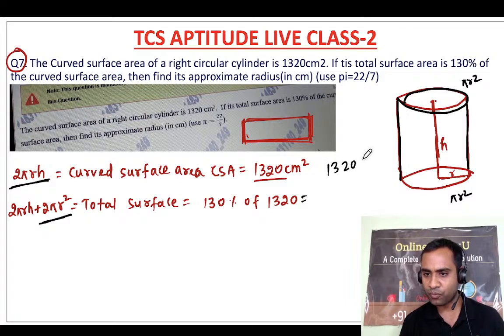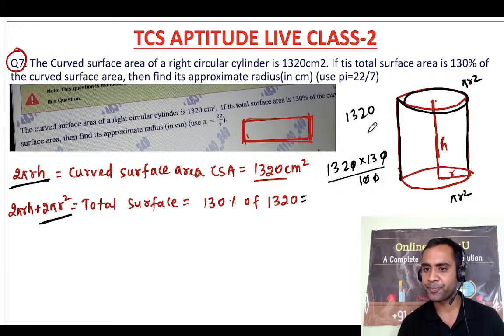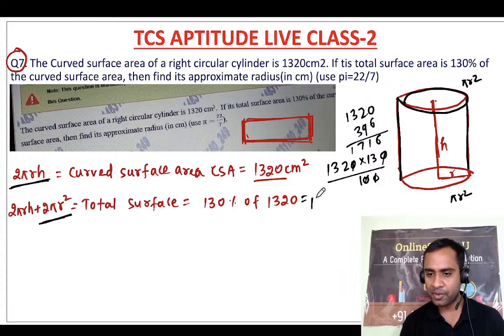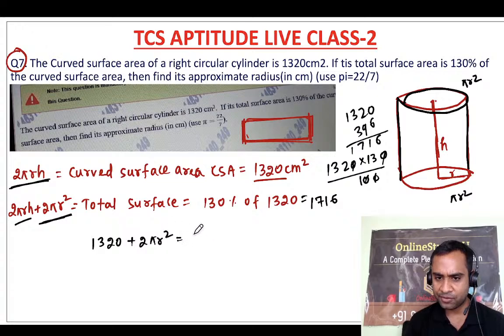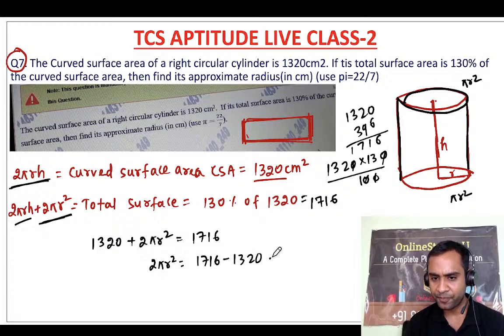Anyway, total surface area is 130% of the curved surface area. Now if you try to solve, 132 into 10, 1320, and 3 2s are 6 and 39. So it will be 1716. So 2 pi RH is given 1320 plus 2 pi R square, and it will be equal to 1716. So 2 pi R square will be equal to 1716 minus 1320. So it is 396.